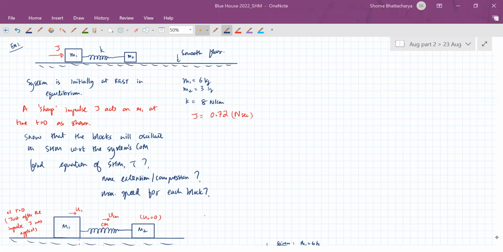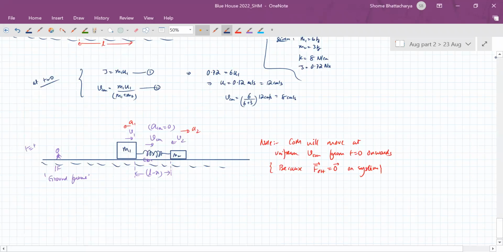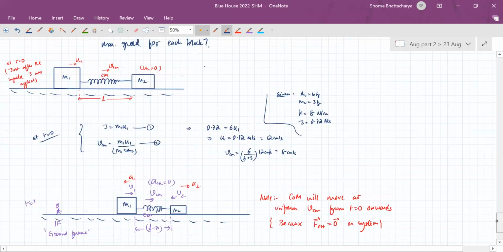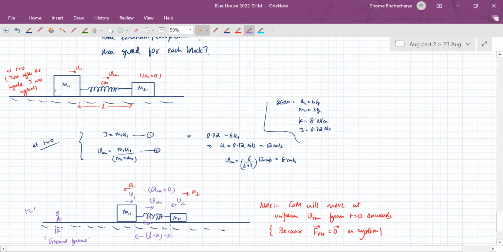Okay, so hope the question is clear. I'm coming back to this now. So what we have to do is now, these two diagrams that we have drawn, they are in the ground frame. Here our observer is the inertial observer who's fixed to the ground. Next what we'll do is we will observe this situation again, but from the center of mass frame.